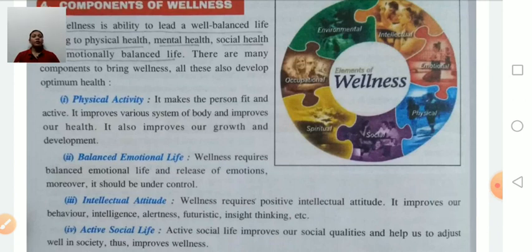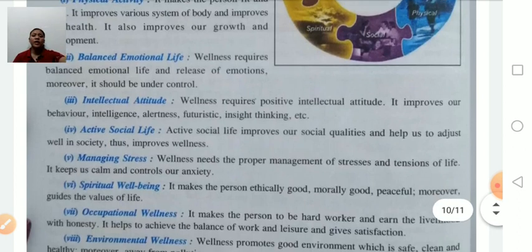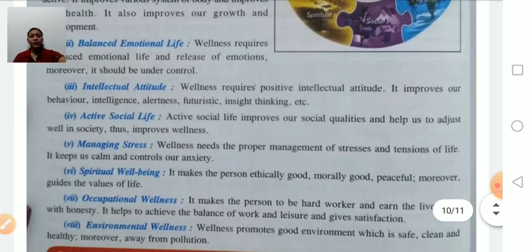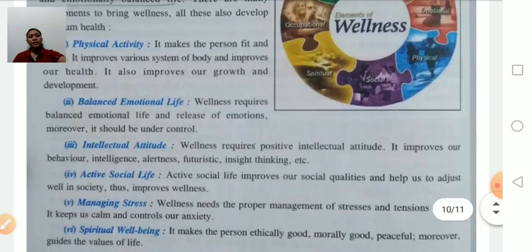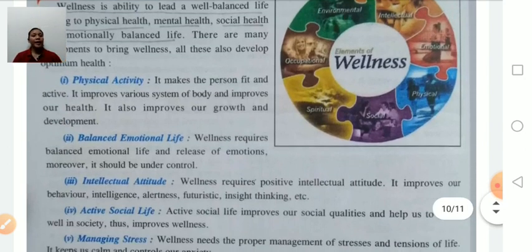The components of wellness are: physically well, emotionally well, intellectually well, socially well, managing stress, spiritual well-being, occupational wellness, and environmental wellness. These are the components of wellness. First, physical activity or physical wellness.